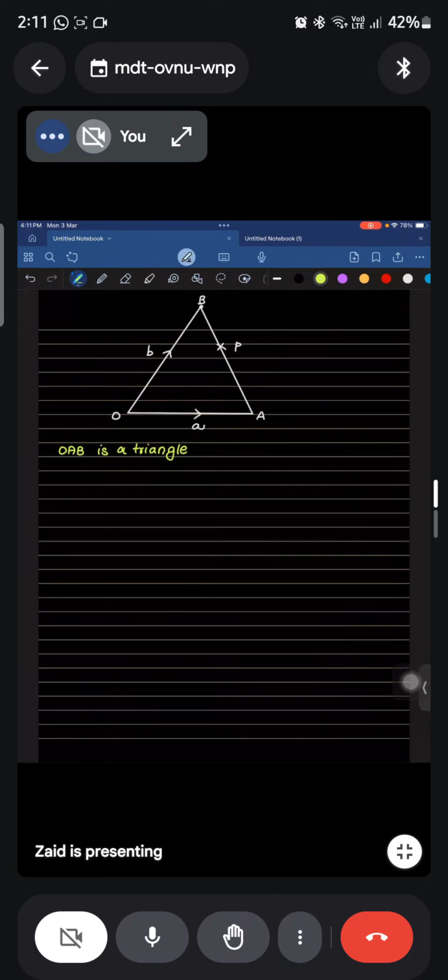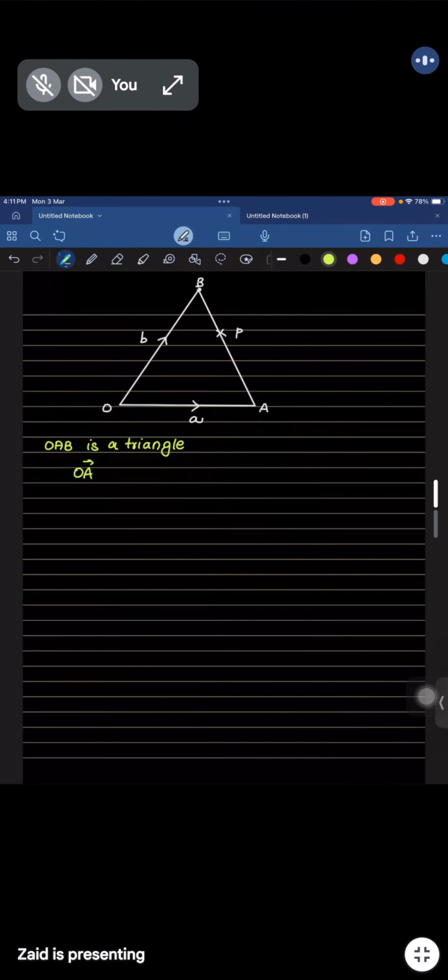OAB is a triangle. OA equals A. OB equals B.